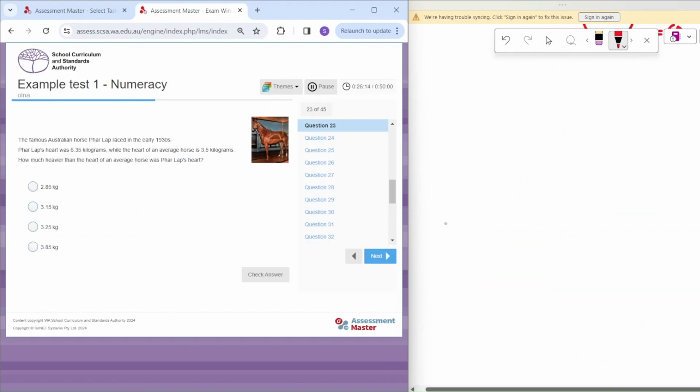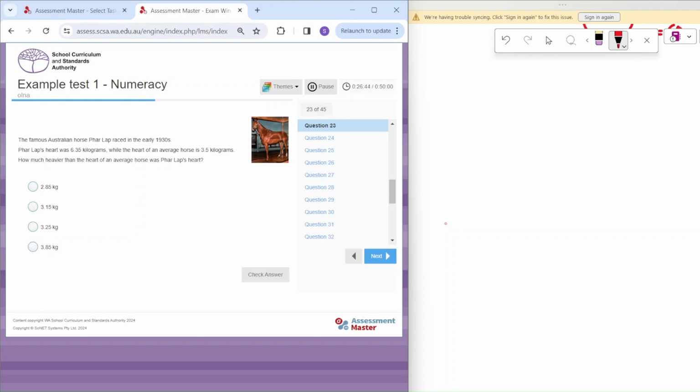Okay, question 23. The famous Australian horse Phar Lap raced in the early 1930s. Phar Lap's heart was 6.35 kilograms, while the heart of an average horse is 3.5 kilograms. How much heavier is the heart of an average horse compared with Phar Lap's heart? Okay, so we basically want to work out the difference between 6.35 and 3.5.